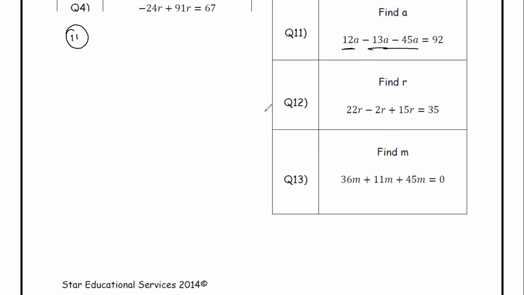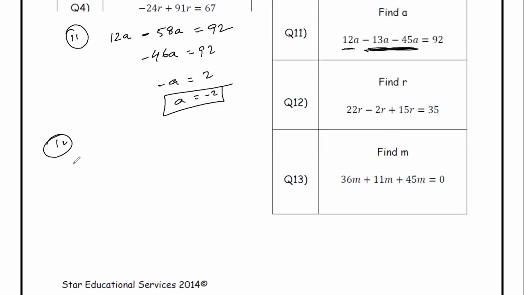So the right way of doing this is collect all the positive non-variables and the negative. So they're already grouped. These two negatives are together. So negative 13, negative 45 is negative 58. So basically, club all the positives, club all the negatives, add them up, and then do the final addition. So 12a minus 58a is 92. And that is basically negative 46a, which is 92. And I know that 92 is twice of 46. So negative a is 2, a is equal to negative 2.